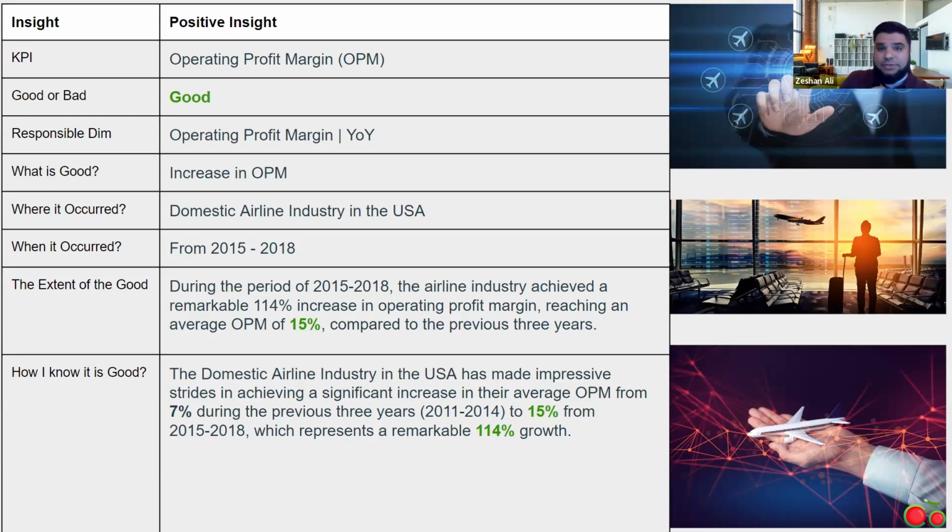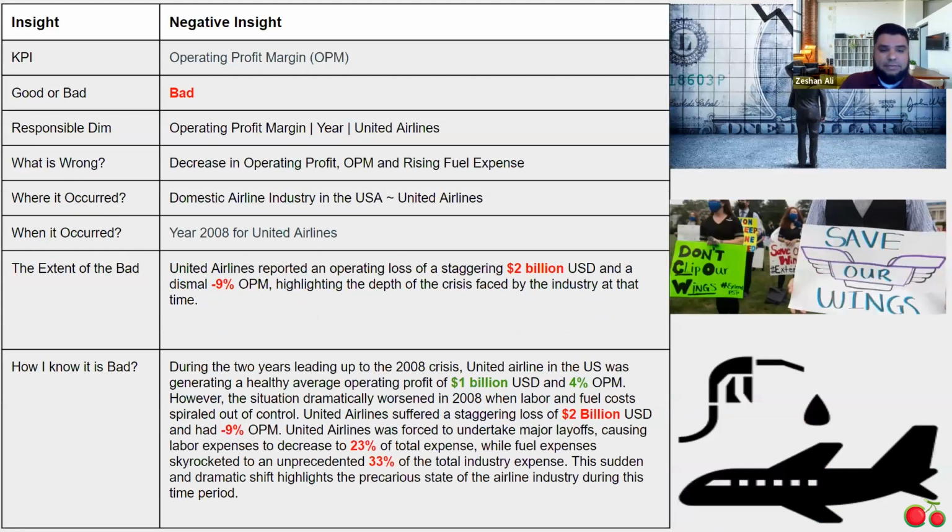And from 2015 to 2018, 3 years later, we see the shift of the fuel expenditure go from 31% down to only 19%. So with higher demand and low fuel, we can see exactly that we can compound that positive effect. Now we'll move to the negative insight.